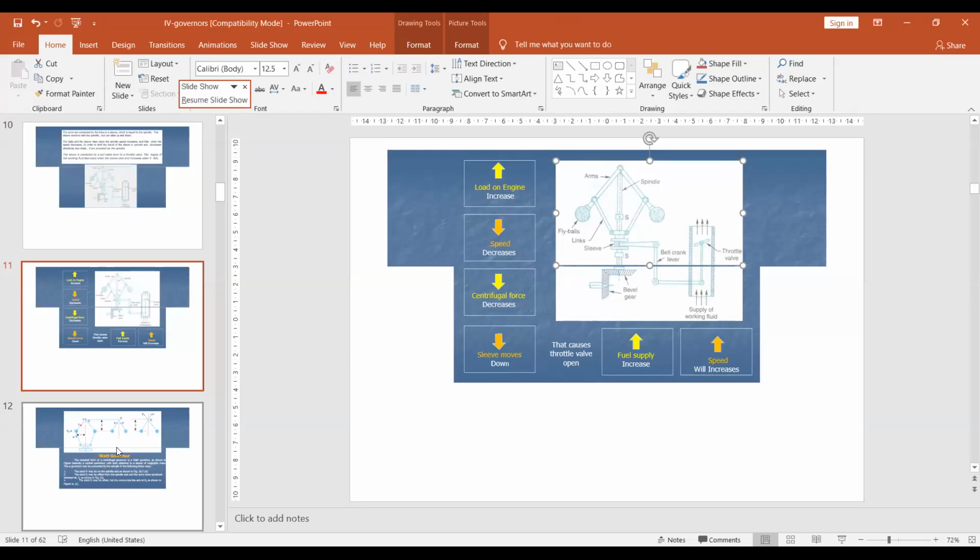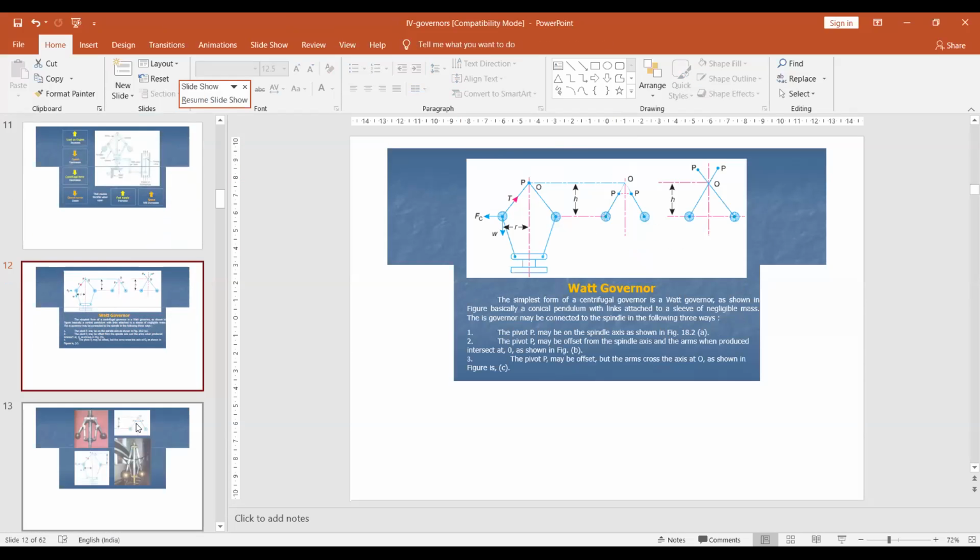Okay. Now coming to the first one, centrifugal governors. There are two types.